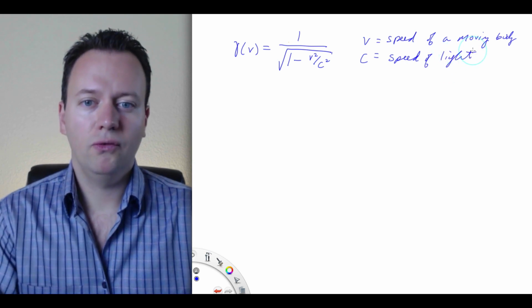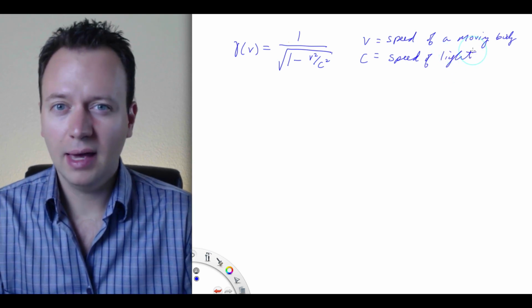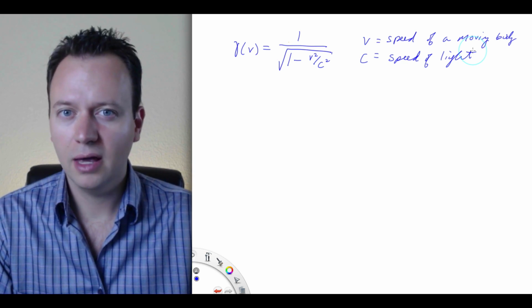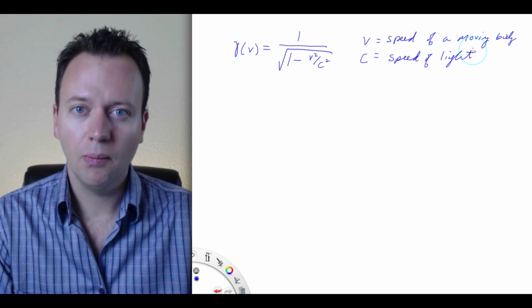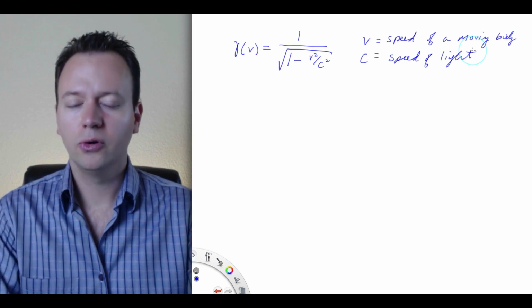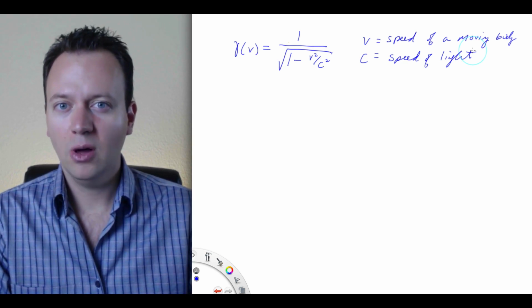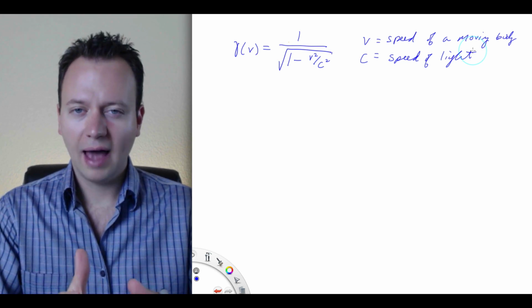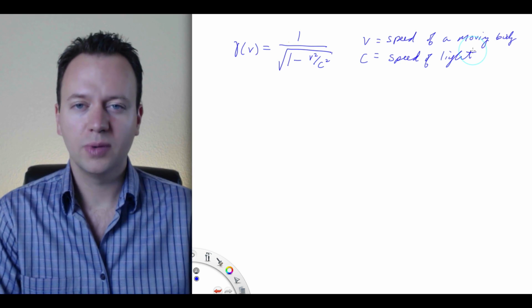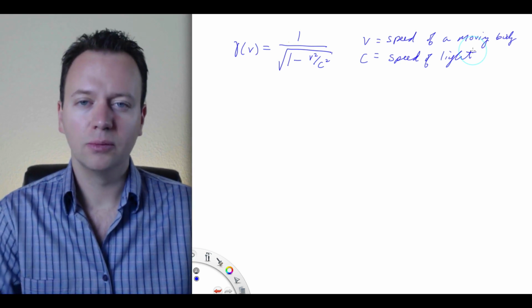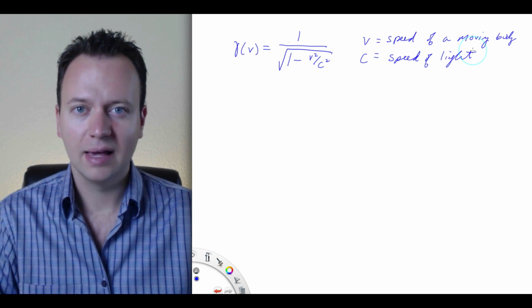This function gamma of v comes into play in a variety of different contexts. In particular, it comes into play when you're studying time dilation and length contraction. As an object increases in speed, it exhibits two separate phenomena. First of all, time appears to slow down, and secondly, length in the actual vessel that's traveling at a high speed contracts, so it appears shorter than it actually is to outside observers who don't have that same speed as the vehicle.